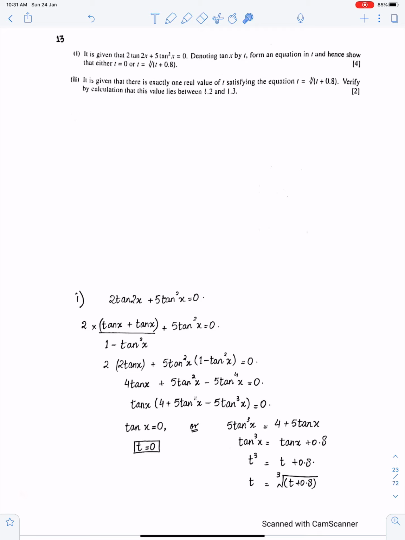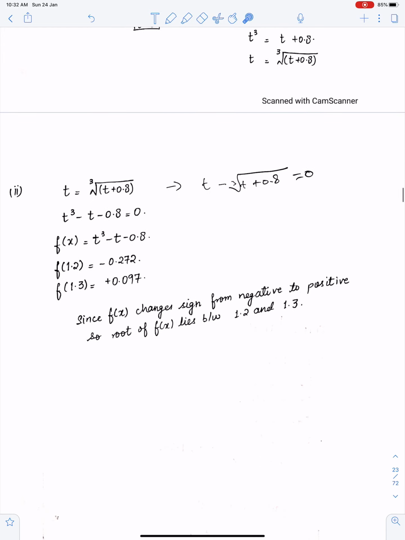And the second part is very simple. We have these numbers 1.2 and 1.3. We just need to check that the root lies between these two numbers. We need to equate this equation to 0, and by doing so we can check this. This is negative and this is positive. This is the form.